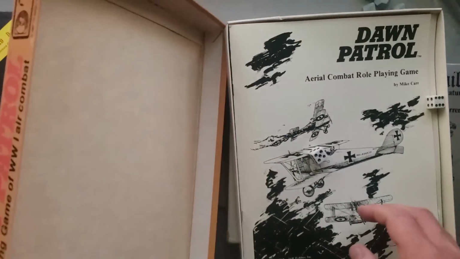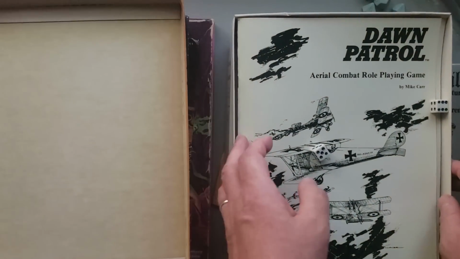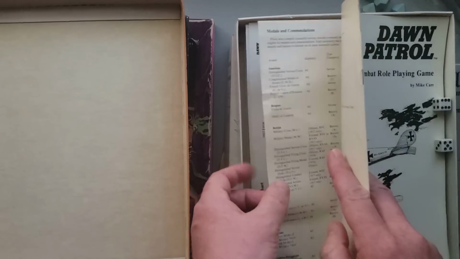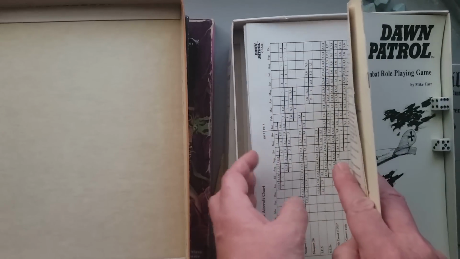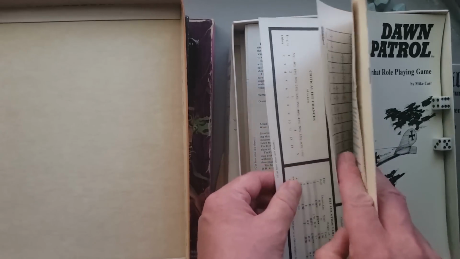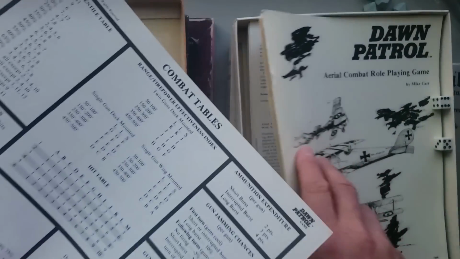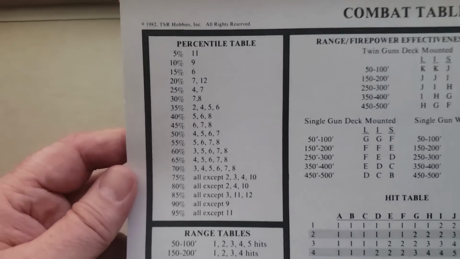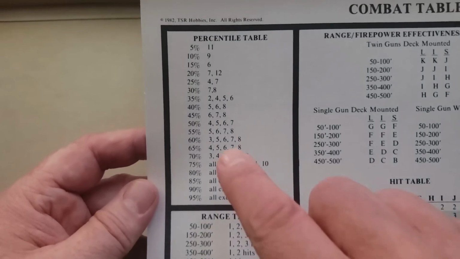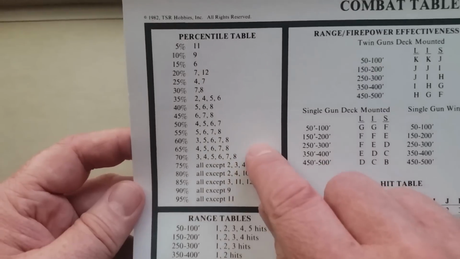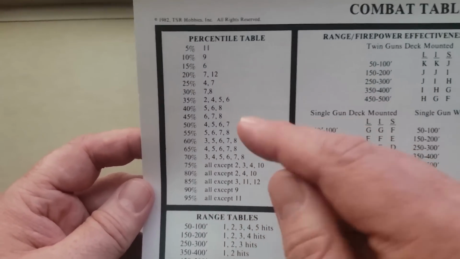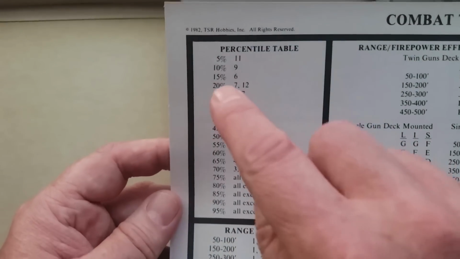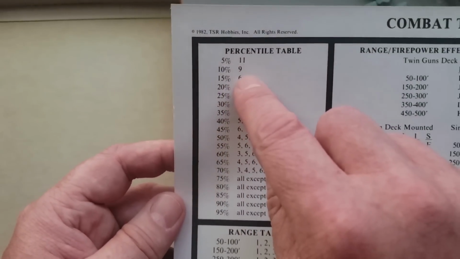But anyway, this is a rebranding by TSR, and it's the same game, rules wise. It's called Dawn Patrol, and I think there are some very light mechanics in here for some role playing. But I wanted to show you these charts just to show you how people did things back in the day. So this is the percentile table used by using six-sided dice. And so this is a way of figuring out, if your chance of success was 5%, you would roll an 11. If it was 10%, you could roll a 9.